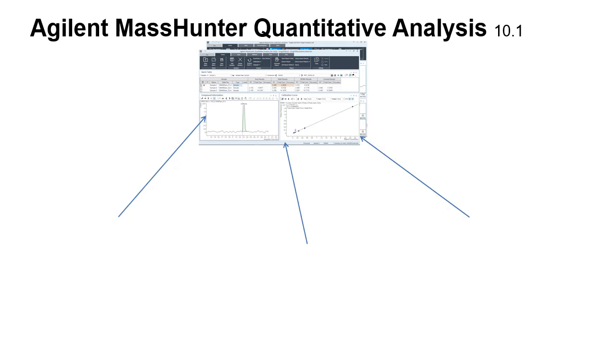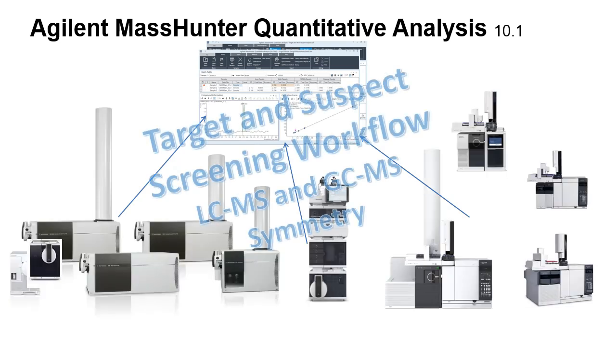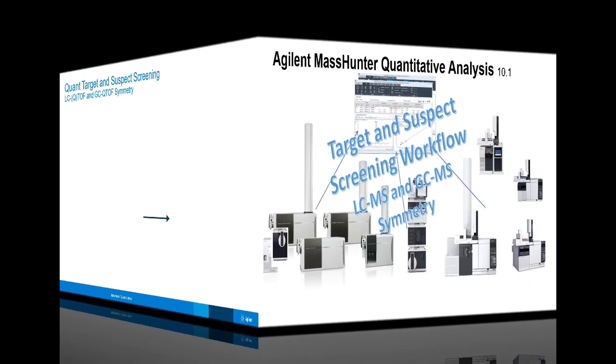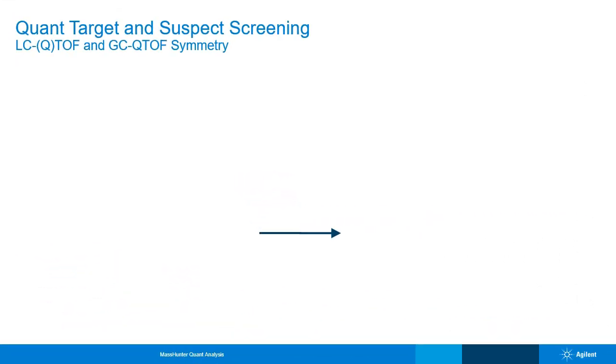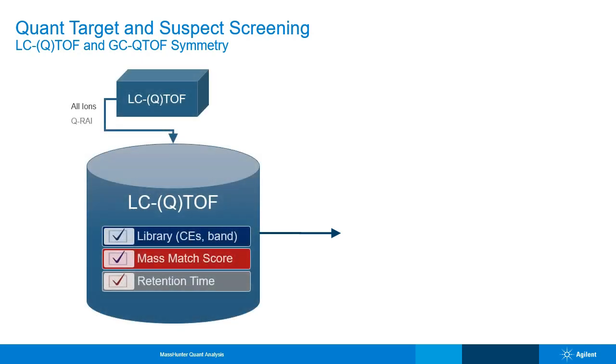Welcome to Target and Suspect Screening Workflow, a symmetry comparison between LCMS and GCMS. For the most part, quant, target and suspect screening is symmetrical across LC-QTOF and GC-QTOF. But there are some differences.